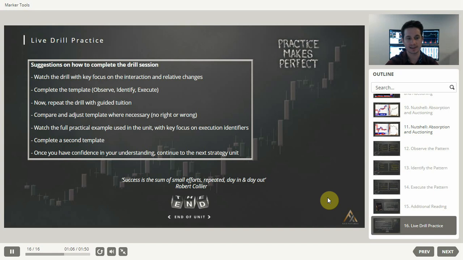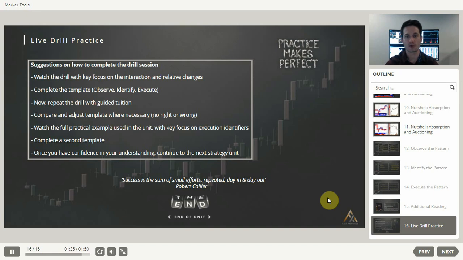Then I suggest you go back and watch the full practical examples utilized within the unit, and again focus on some of the key principles, and on the identifiers within each one of the template sections. Again, complete a second template. This is for your own good. Lots of practice will get you good at completing this template. And once you've done that and you have confidence in the strategy and in the principles underlying that strategy, move on to the next unit.